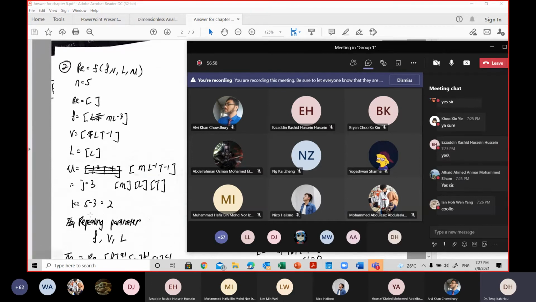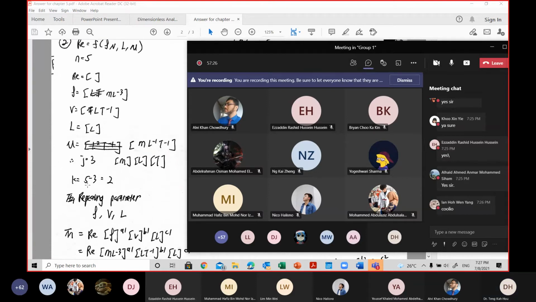So third step, I need to look for the number of pi. So it's k, and I know it's using my 5 minus my 3. I know that I will have 2 pi only in this case. Okay? I only know I will have 2 pi in this case.